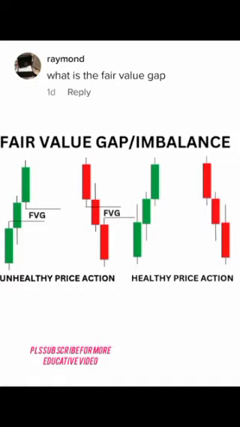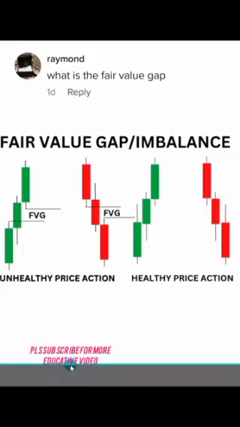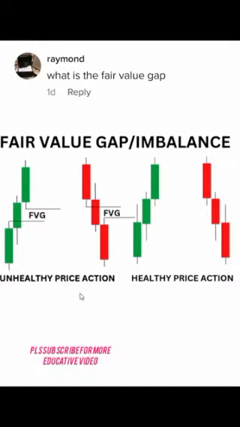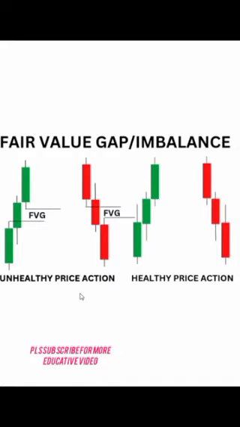Somebody asked me to explain what a fair value gap is. So in simple terms, a fair value gap is simply an imbalance in price delivery. Whenever you see price delivering liquidity from one side of the market to another, just like in these examples, we have an unhealthy price action and a healthy price action.